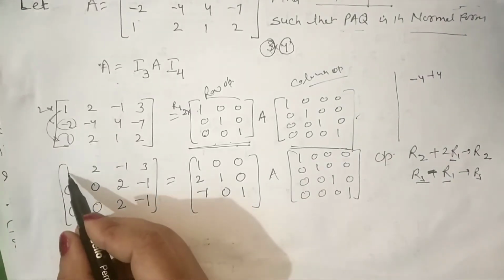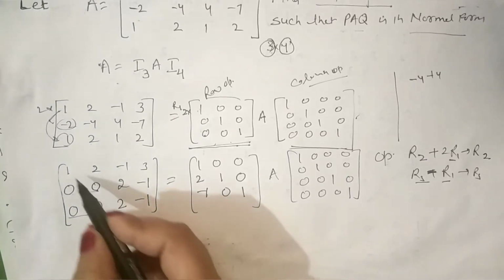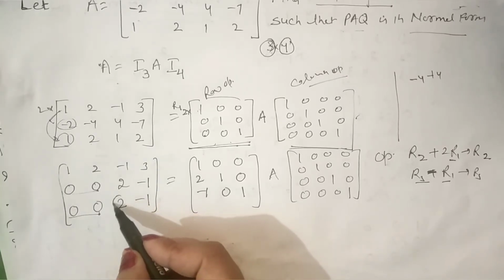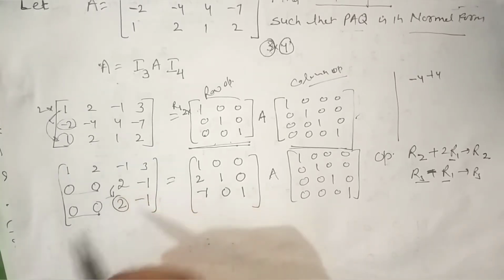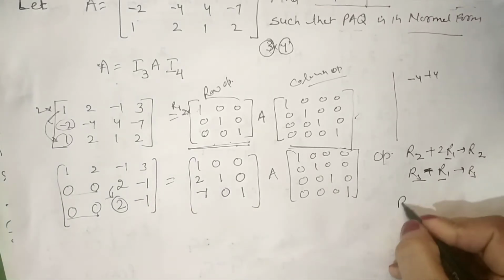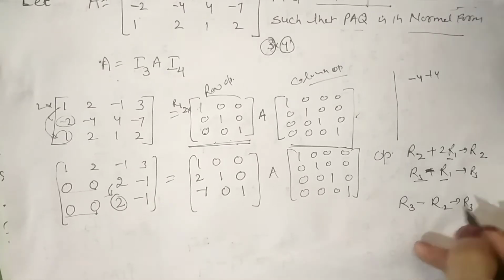Now you can see that the number of zeros here are the same, but in the form which we need, the number of zeros should be more. So we are going to make this element 0 with the help of the element above it. Again we are using a row operation: row 3 minus row 2 on row 3.